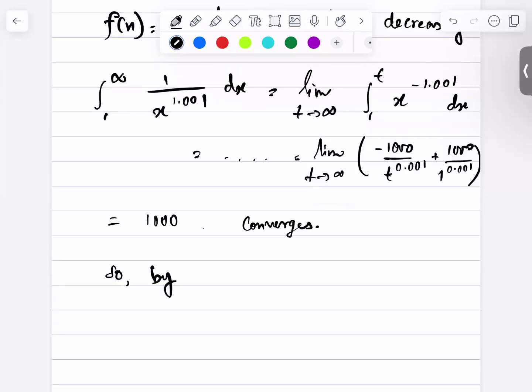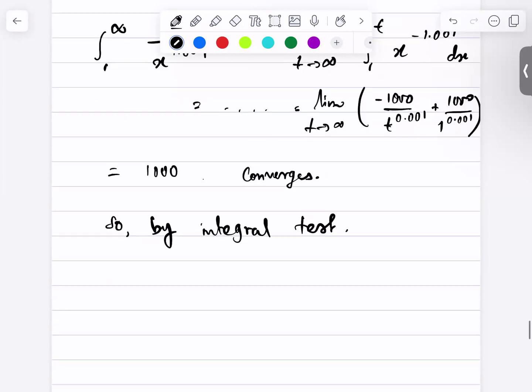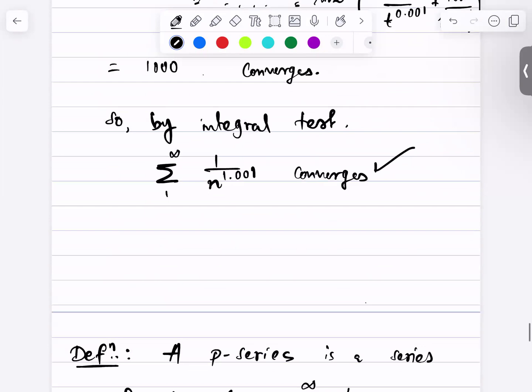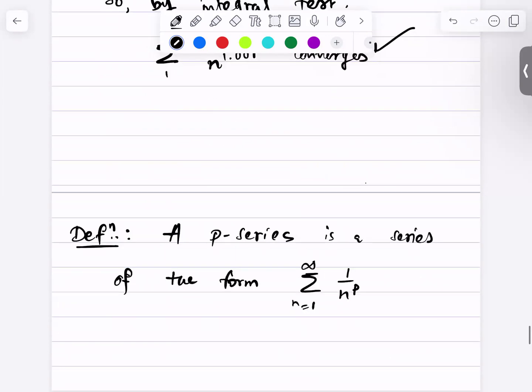So by the integral test, the summation from 1 to infinity of 1 over n to the 1.001 converges. Okay, so this is all about the integral test.